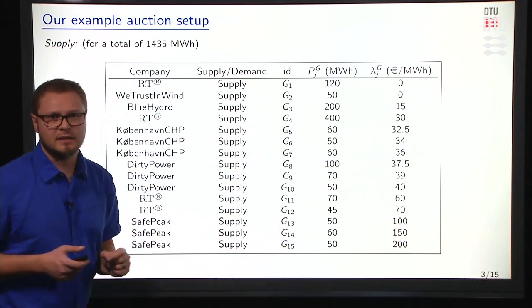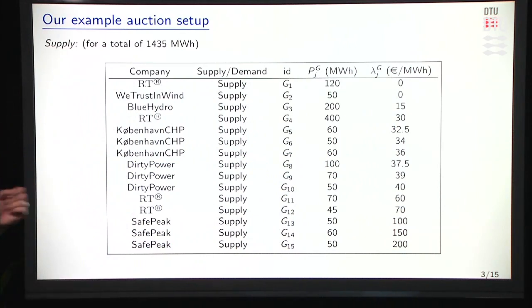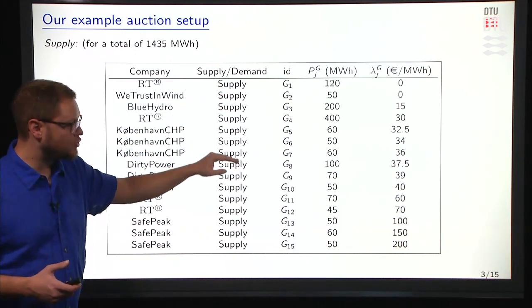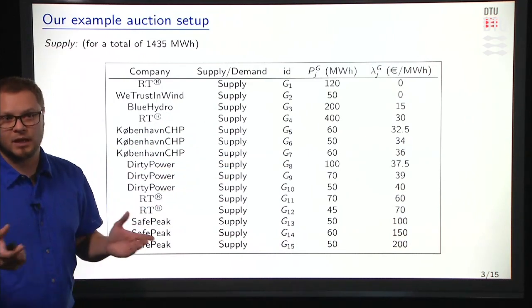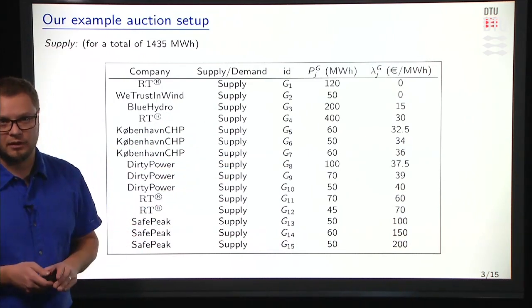You can notice in this table that all the supply offers are ranked following the merit order that we discussed in the previous block. So in principle, we expect the first offers to be accepted first, and then the last offers here may be declined or scheduled partially.